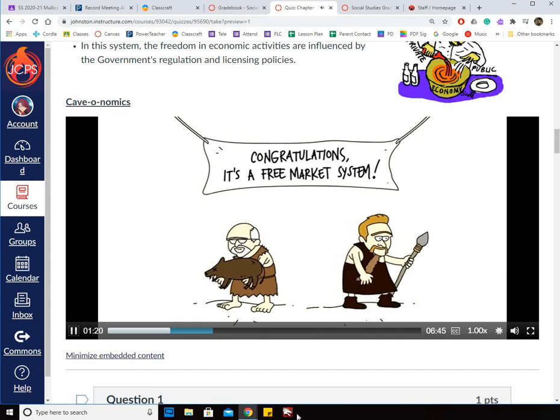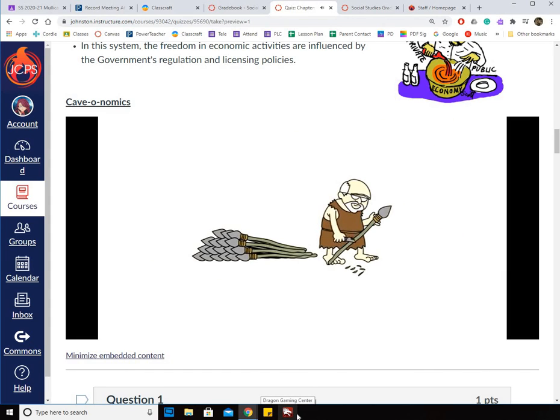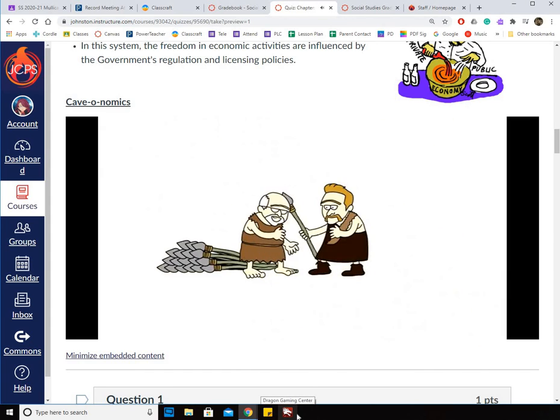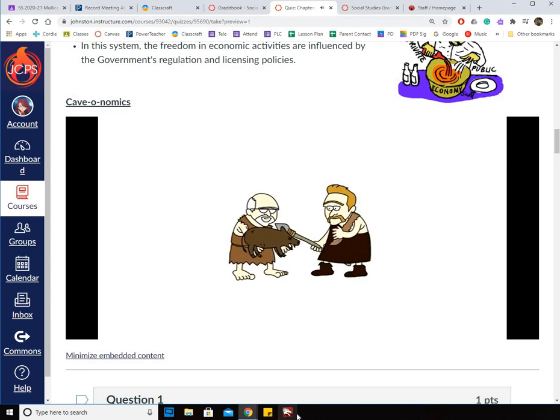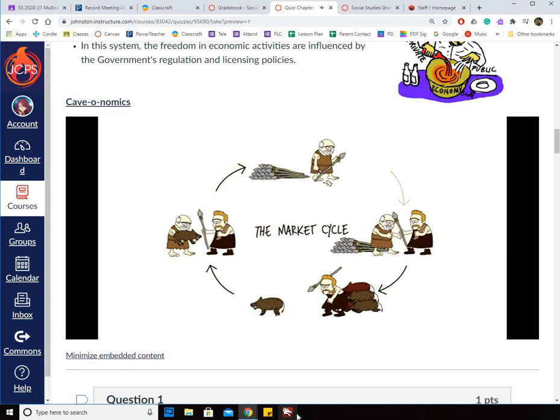An economy is essentially made up of markets where people with one form of money, good or service, trade with another person who has some different type of money, good or service. This continued exchange is called the market cycle.